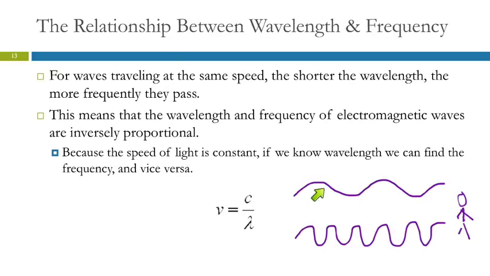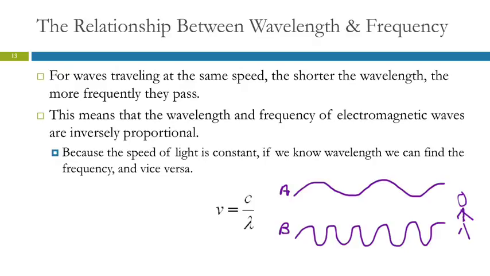So two waves. Let's call them A and B. Which wave has a longer wavelength? A. A has a longer wavelength. So if I'm standing here and these waves are coming at me at the same speed, which wave is going to hit me more frequently? B, because it has a short wavelength.